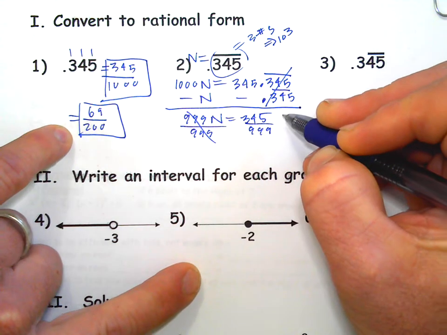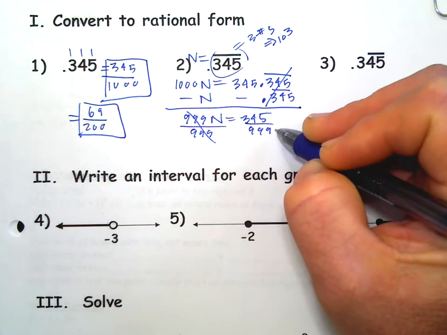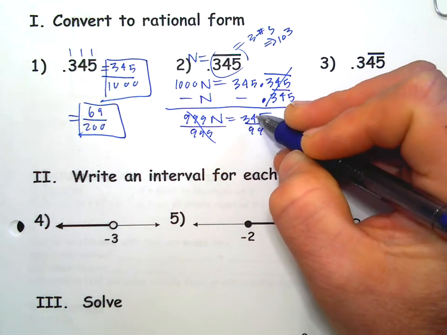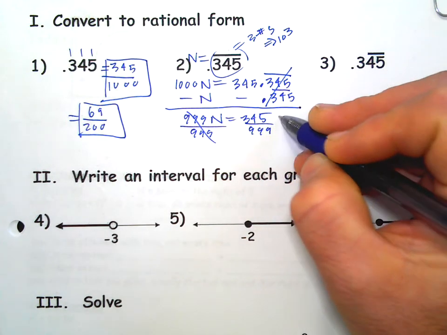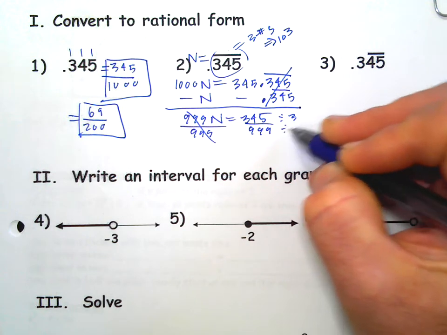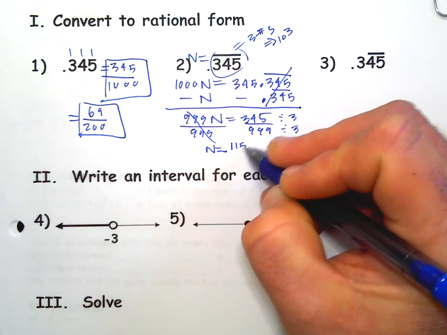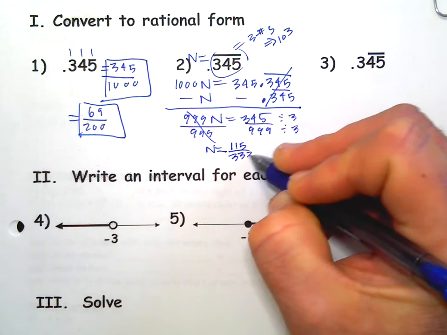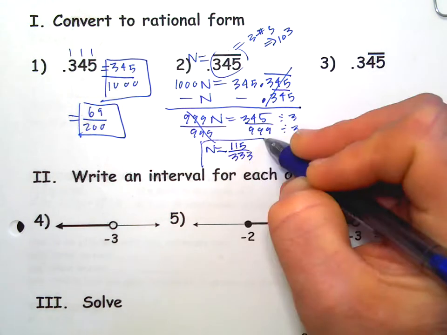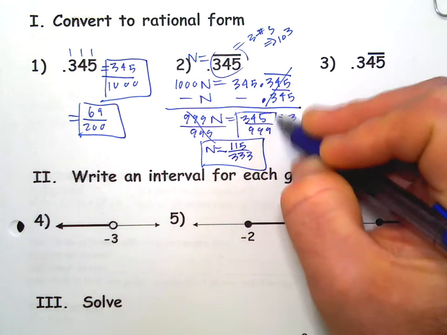And we could, I think, take a 3 or a 9 out of this. 3 plus 4 is 7 plus 5 is 12. So 3 goes into the top and the bottom. So that would be 115 over 333. And I think that's as good as we can do. But that's also an answer.